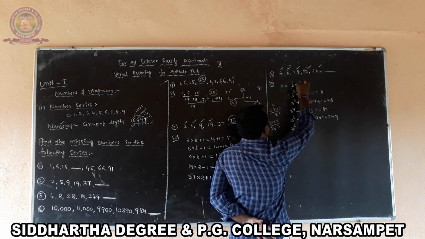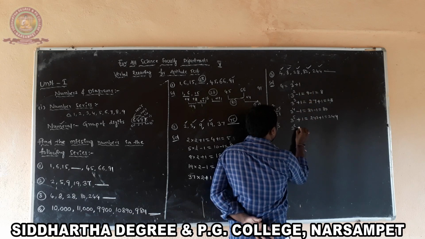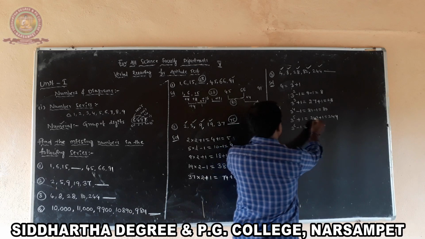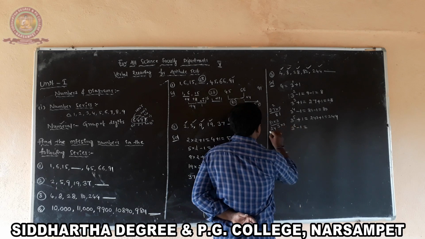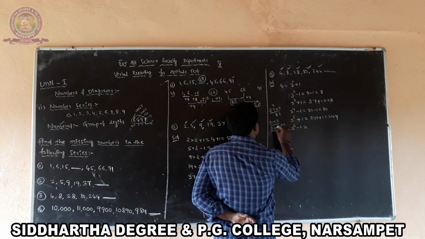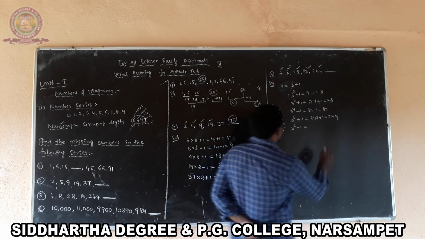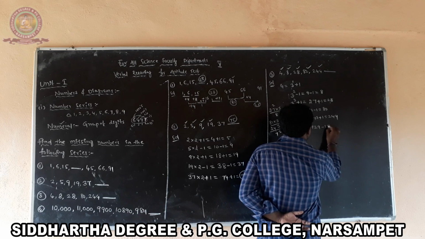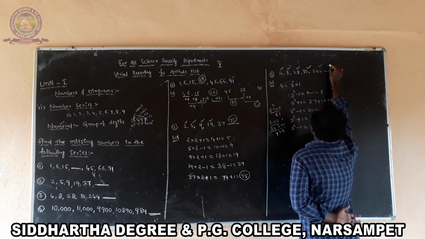So the signs go plus 1, minus 1, then plus 1, minus 1, plus 1, then minus 1. That is 243. 3 power 5 means 243. Then 3 power 6 means 243 into 3. 3 into 3, 9. 3 into 4, 12. 3 into 2, 6 plus 1, that is 729. So this is 729 minus 1, that is 728. So the next term is 728.